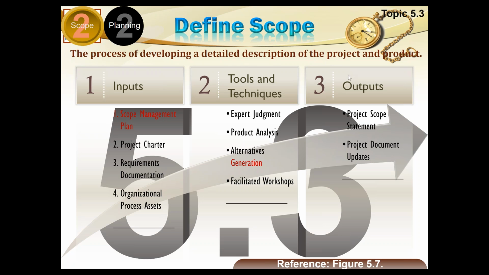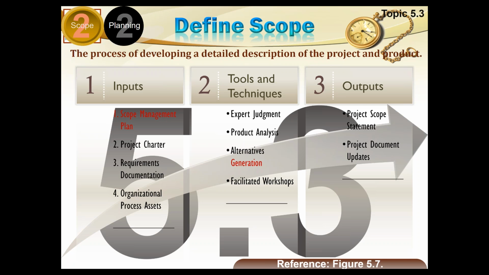We thoroughly analyze the product and that would define the product scope. Then we do the alternative generation. As I said, what are your approaches? How many approaches can be possible? Which is the best approach? That is the alternative generation.